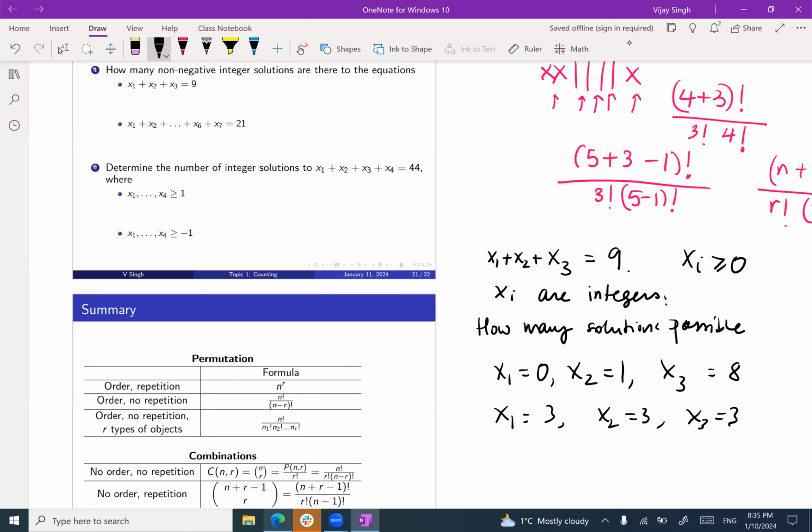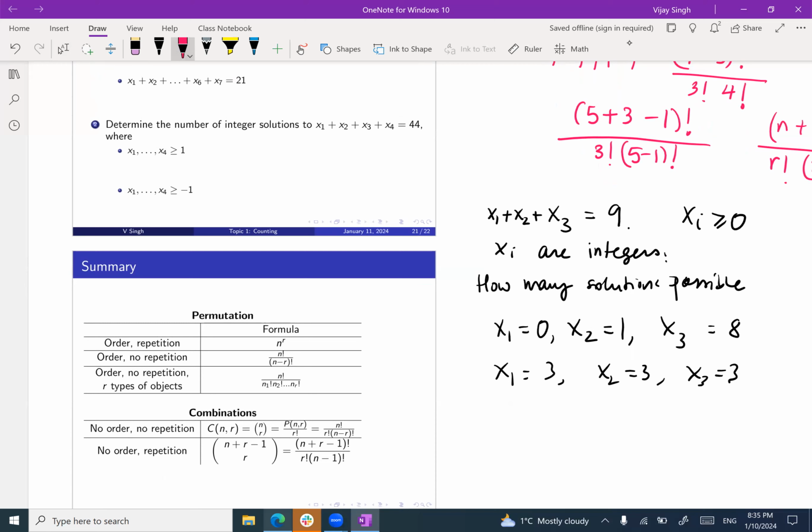In this case, xi is greater than or equal to 0. So it can be 0, it could be 1, 2, 3, 4, 5, all the way till 9. It cannot exceed 9, right? So how can we solve this? Let's think about it as a star and bar problem as well. How do we think about it as a star and bar problem? So let's see.